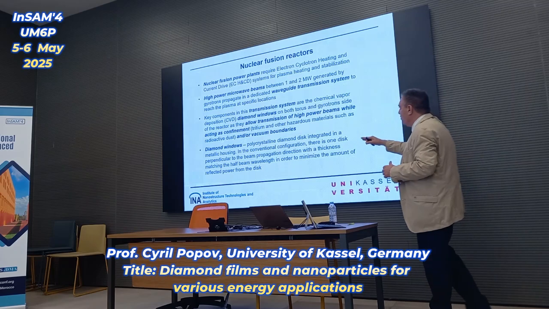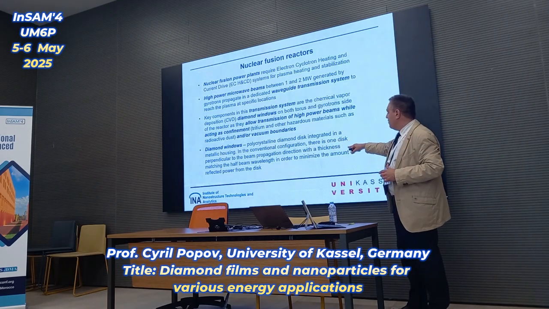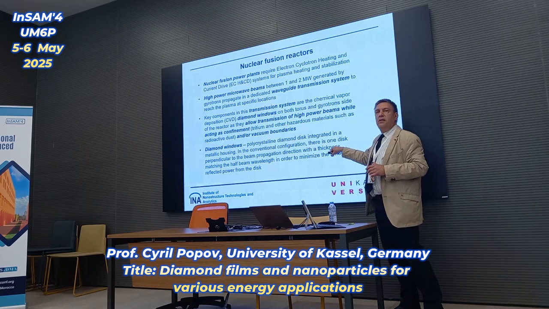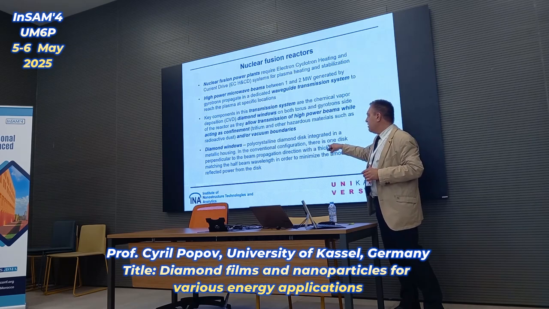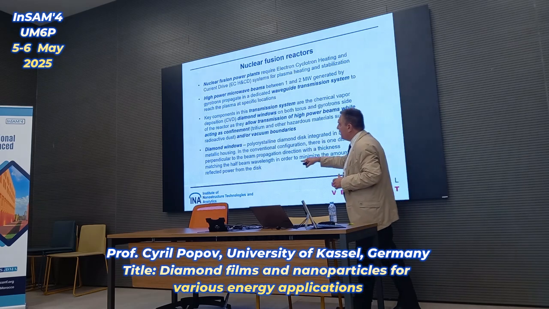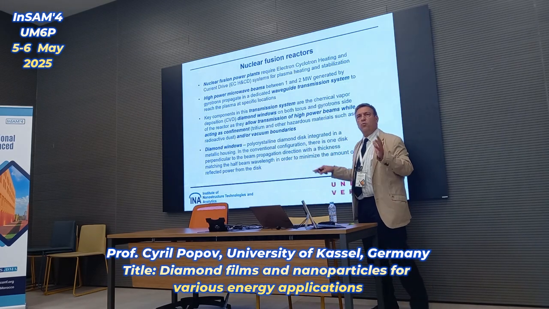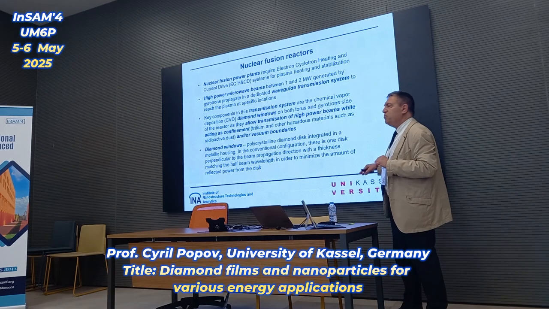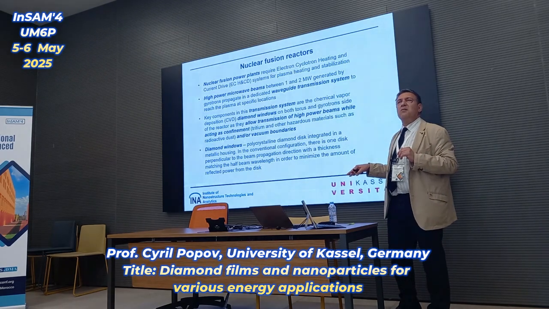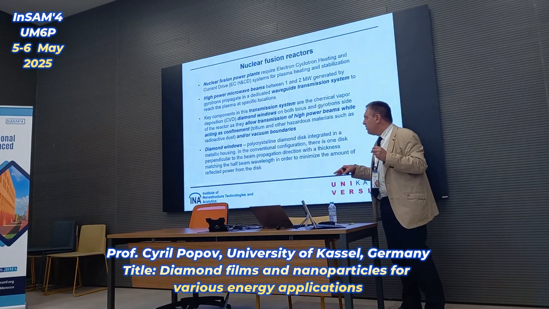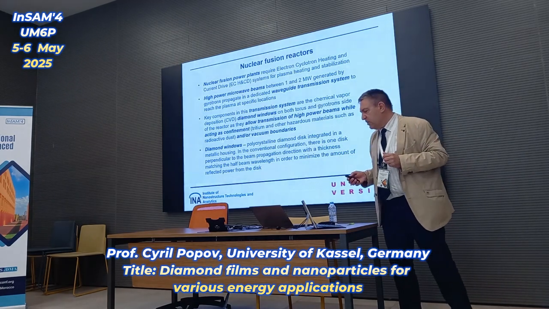In the conventional configuration, there is one disc, which I will show you, perpendicular to the beam propagation direction. The thickness is important. The thickness of the diamond window should match half of the beam wavelength. These are microwaves, so it should be of the order of millimeters, in order to minimize the amount of reflected power from the disc.